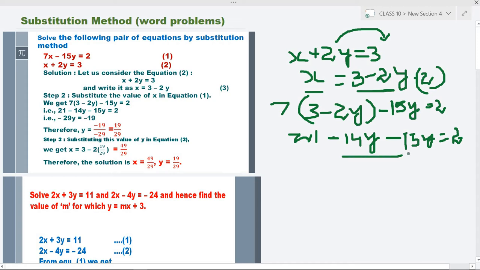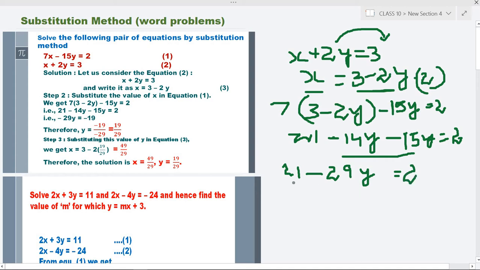Now make the group of like terms. What are the like terms? Minus 14y and minus 15y. When you add these two terms, you get minus 29y. But here already we are having 21. So first place 21 over here. Then the next calculation is minus 29y. How did we get it? By grouping the like terms. And RHS is having 2.